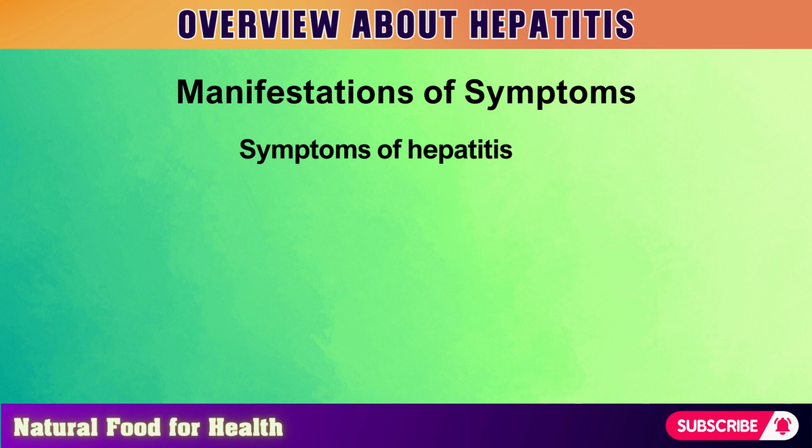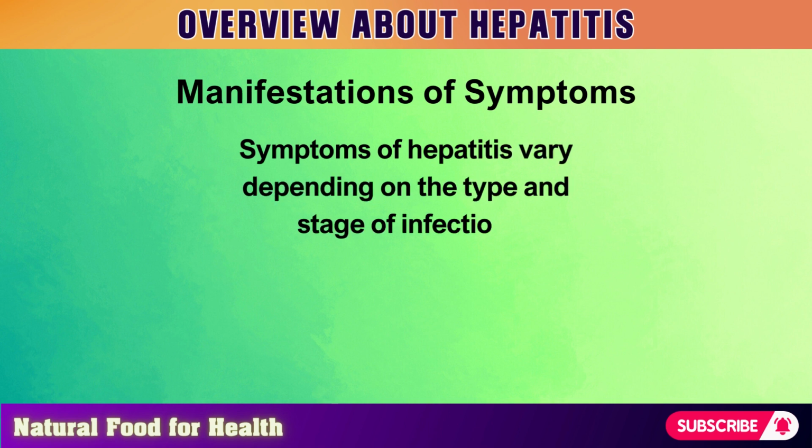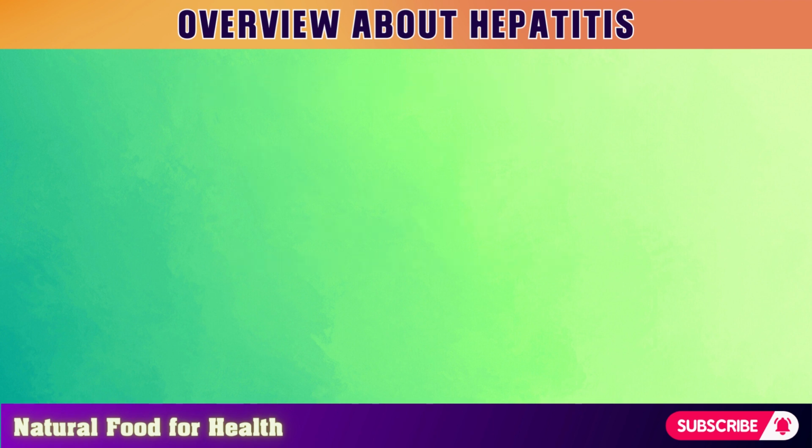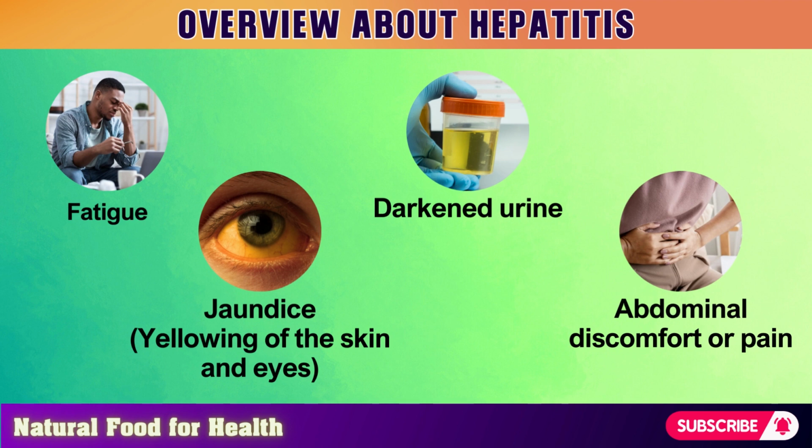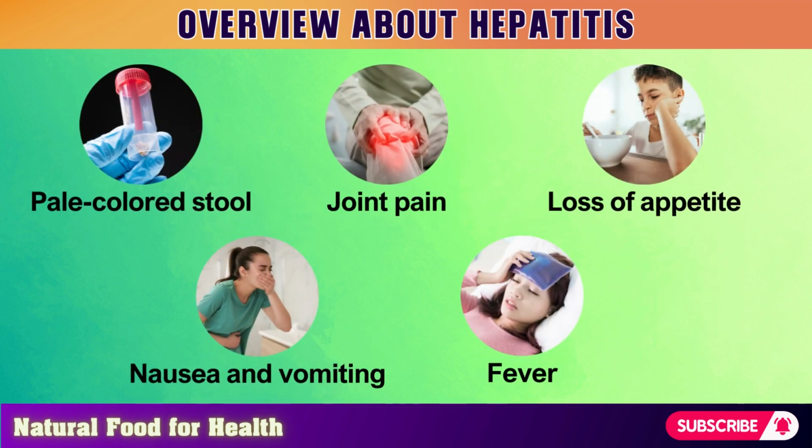Manifestations of symptoms. Symptoms of hepatitis vary depending on the type and stage of infection. Common indicators include fatigue, jaundice, yellowing of the skin and eyes, dark urine, abdominal discomfort or pain, pale-colored stool, joint pain, loss of appetite, nausea and vomiting, fever.